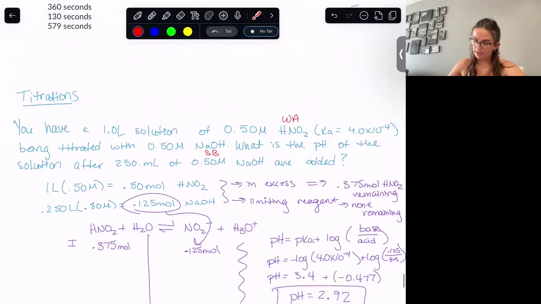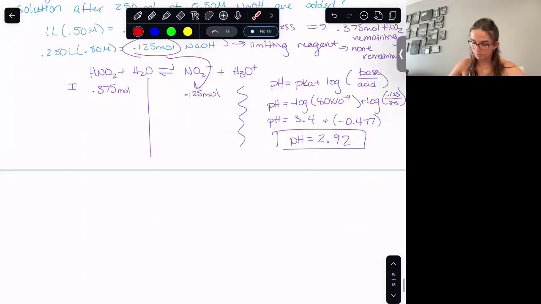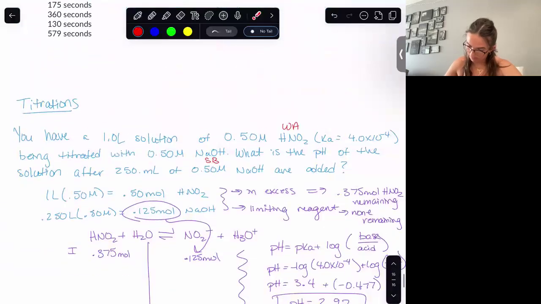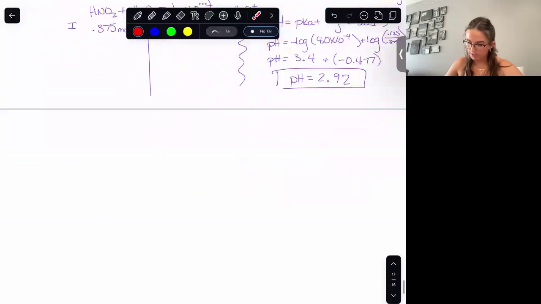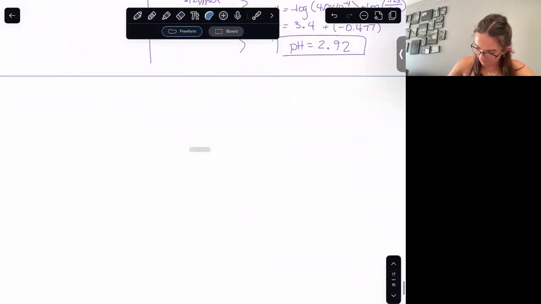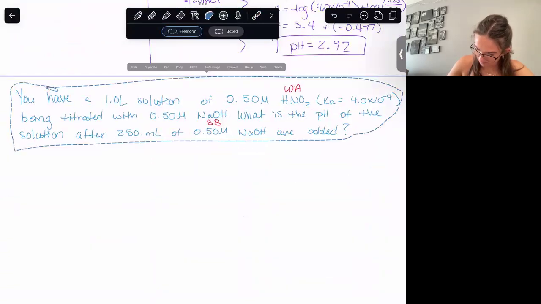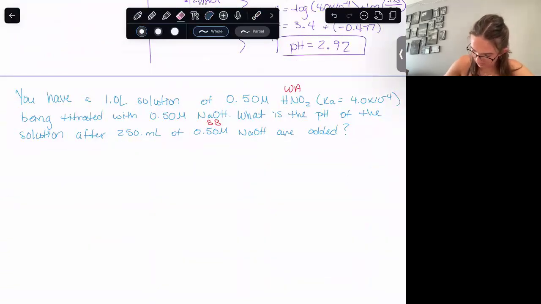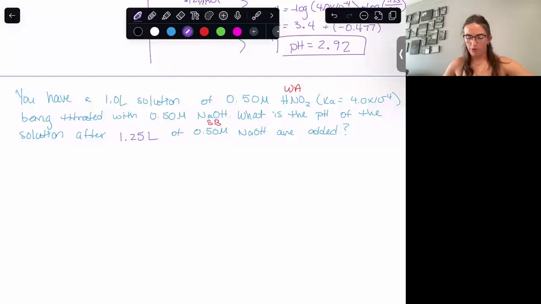So if we looked at this at a different time, right? This is 0.5. Same thing, I'm just going to copy this. Right, same thing, but now this time we'll say 1.25 liters of 0.5 molar NaOH has been added.